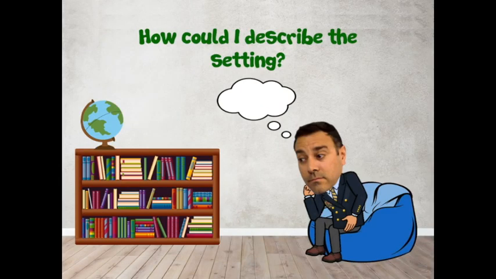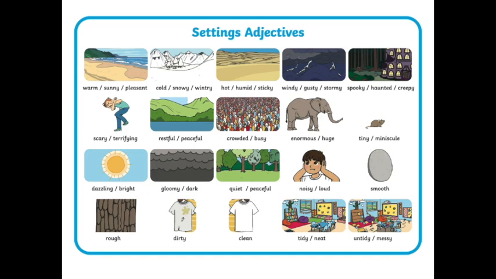Next, how could I describe my setting, the places which my story will take place in? Let me have a think. So again, it depends on the setting. So if your story is set on a beach, you could use words like warm, sunny, pleasant. If your story is set in a snowy mountain, you could use words like cold, snowy, wintry, freezing. If your story is set in a desert, hot, humid, sticky desert. Oceans, windy, gusty, and stormy. Those are good describing words for an ocean.